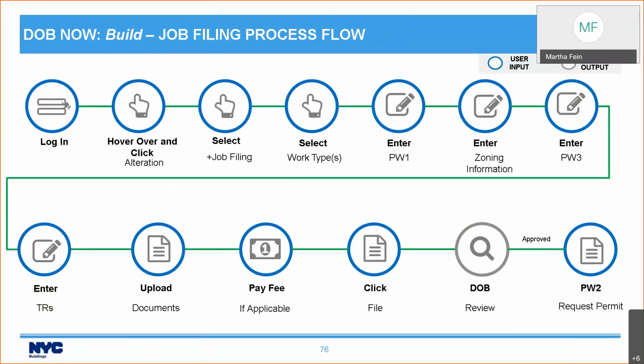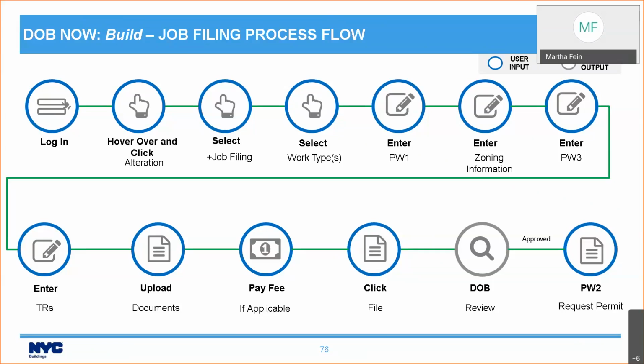So let's talk about the job filing process. I'm going to go through the process and then we're going to go and try it. So you start by logging in. You're going to hover over DOB Now Build and select Alteration. In order to start a new job filing, you press the plus job filing action button. You'll select your work types. Then you enter your PW1 information, enter your zoning information, enter your cost affidavit, give details about the technical reports, upload required documents. You'll need to pay your fee, and then you can click File.